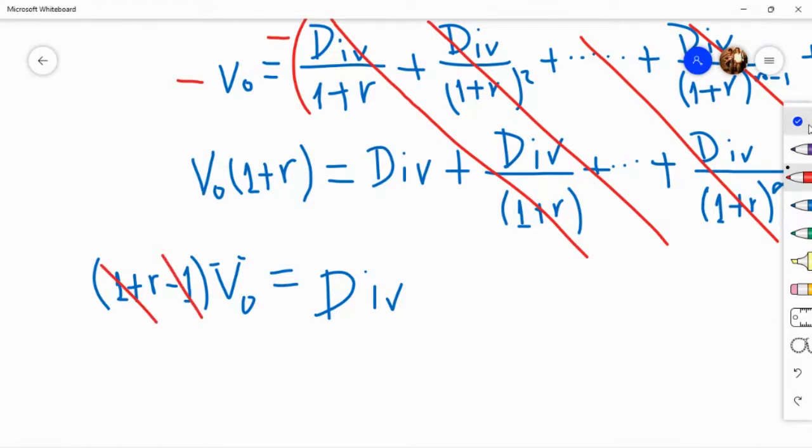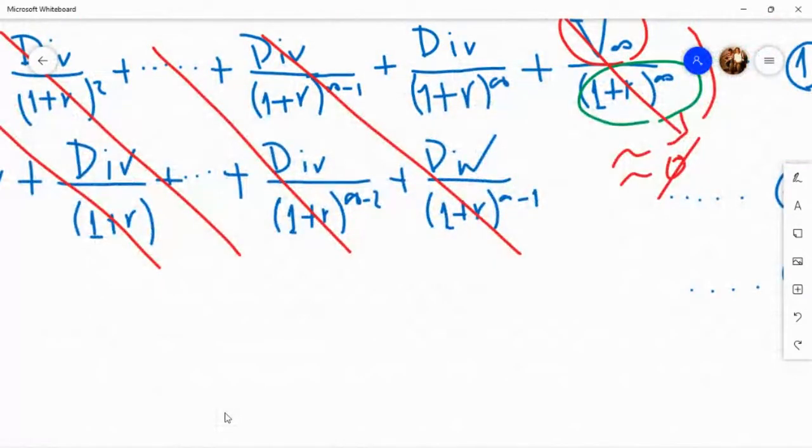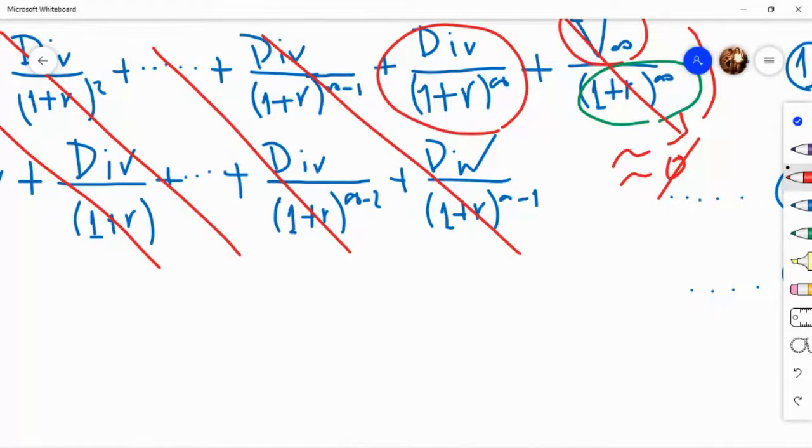So on the right-hand side, you'll be left with only the dividend minus this term. Because the only thing left on the right-hand side is this term, and this one is negative, because the entire equation 1 was subtracted.